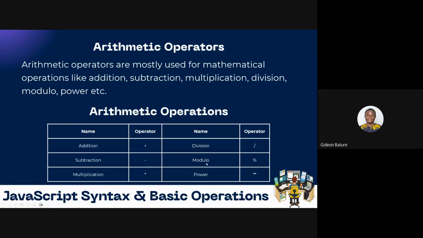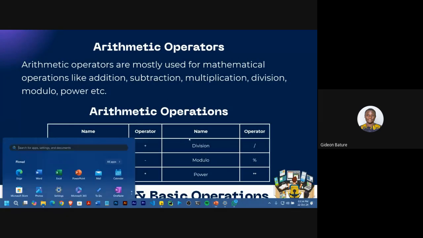And then your modulo is your percentage sign. Modulo is simply a remainder. That's if you divide a number by another number, what will be the remainder? So that is what modulus is. Modulus always returns the remainder of your division, not the division itself. Then you have your power. You know your power: 2 raised to the power of 3, 2 raised to the power of 2, 3 raised to the power of 4. In JavaScript, you actually use the double asterisk as power. So now let's look at arithmetic operators and see how they work.